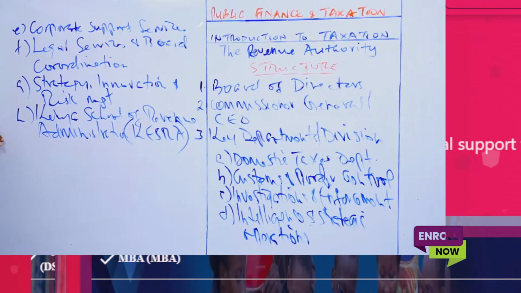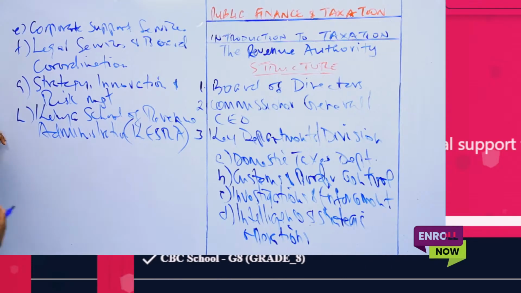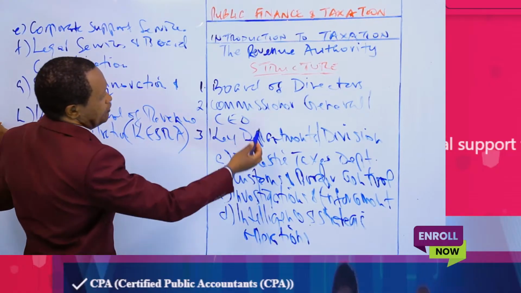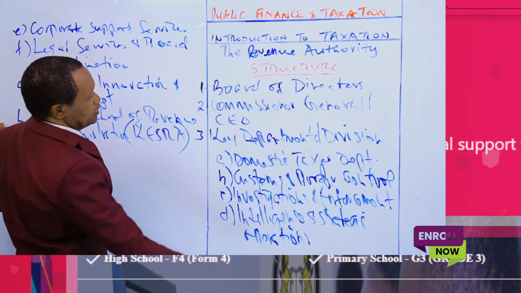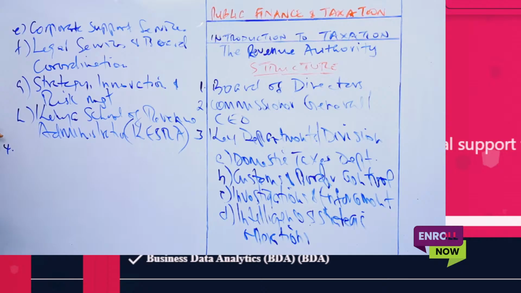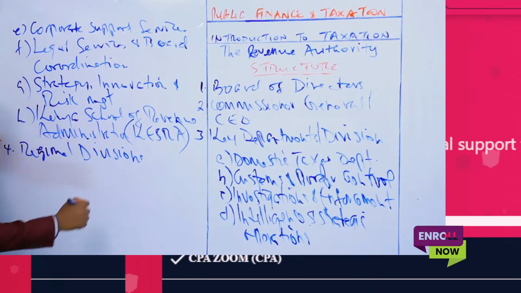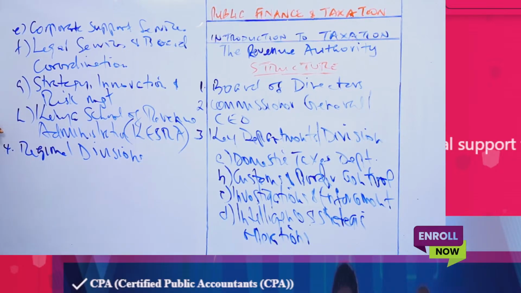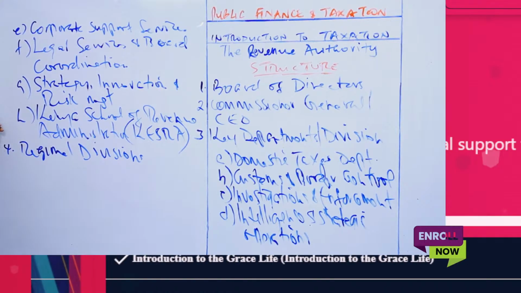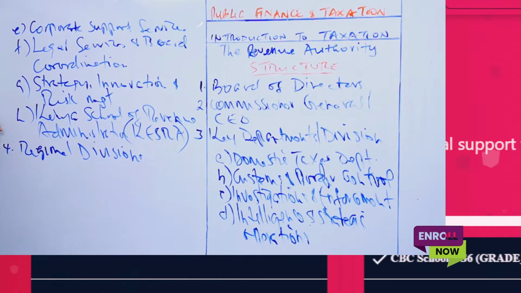Candidates, we are outlining the KRA structure. So first of all, we have the board of directors at the top. We have the commissioner general. Then we have key departments. Then we also have 4 regional divisions. Apart from the key departments, we have regional divisions, and the purpose of the existence of these regional divisions is to bring services closer to taxpayers.